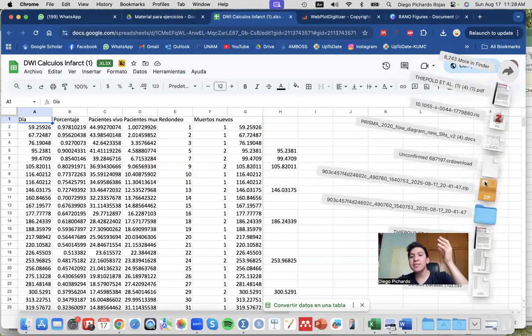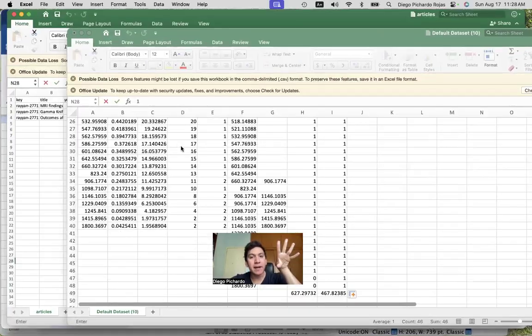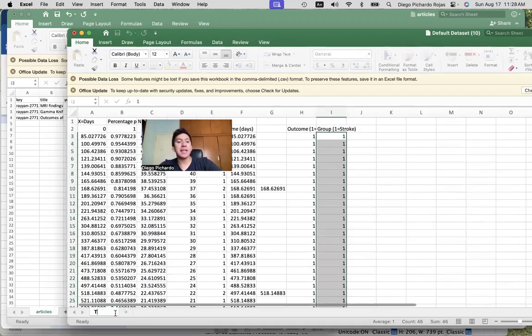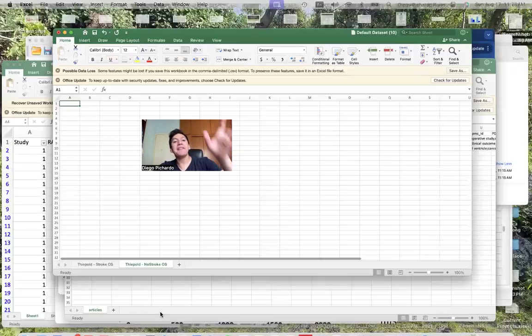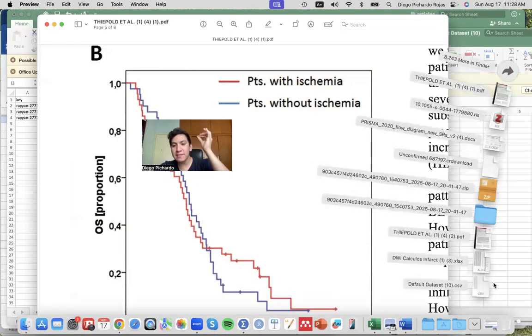Then we would have two graphs. What I like to do is keep each of our extractions very separate. So this would be the study name, Theopold, and this would be stroke, overall survival. And now we would do another graph saying, this will be Theopold, no stroke, overall survival, and this is where I would put the second graph, the blue graph without ischemia. Does that make sense? It's just a way of labeling stuff correctly.